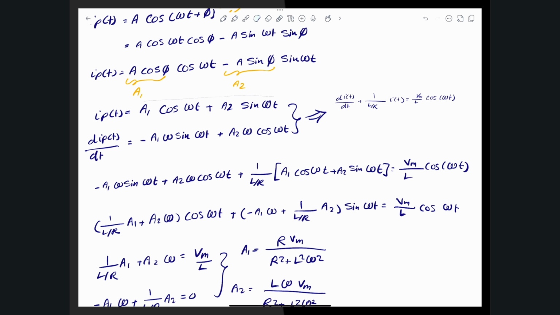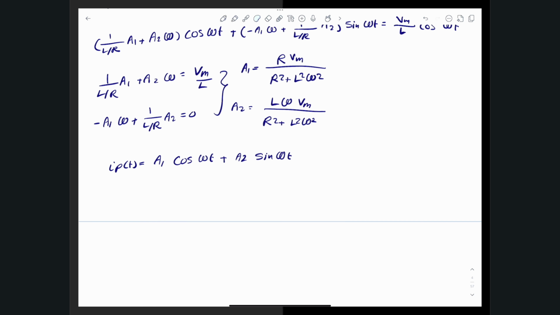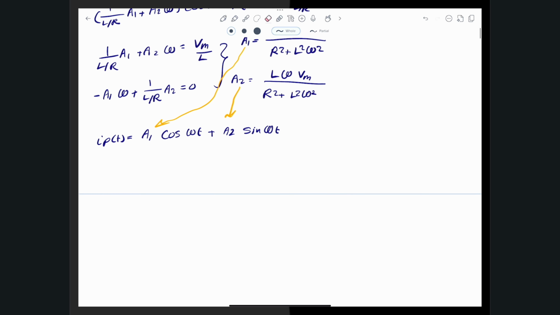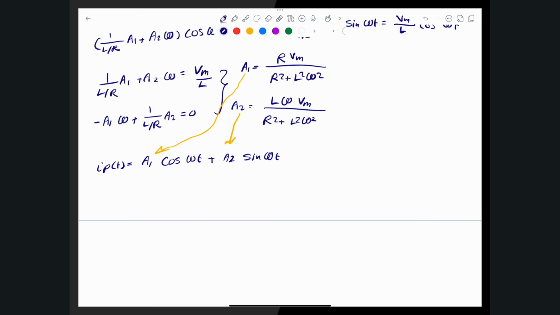So let me just copy this so that we can have it. All right, so we'll take this one here, we'll put it right here, and we'll take this A1 and A2 and substitute the A1 in its place and the A2 in the place where it's supposed to go, and we can say that the particular solution should be the following. R times Vm divided by R squared plus L squared omega squared, multiplied by the cosine of omega t, plus A2, which is L omega Vm divided by R squared plus L squared omega squared, and that is sine of omega t.